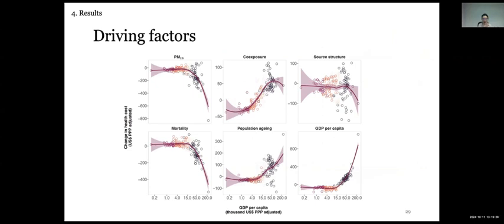So if you summarize the driving factors, they demonstrate some patterns. If you look at PM 2.5 with respect to the GDP per capita, the effects of PM 2.5 on the health cost per capita get decreasing. Similar patterns hold for mortality. Whereas GDP per capita, population aging, and co-exposure factor tend to have a positive relationship.